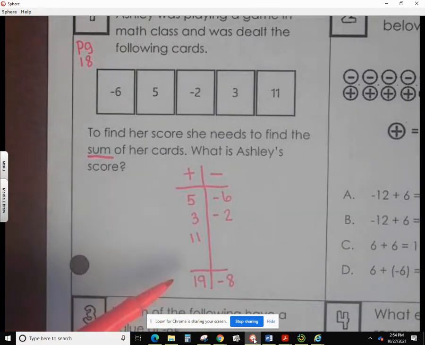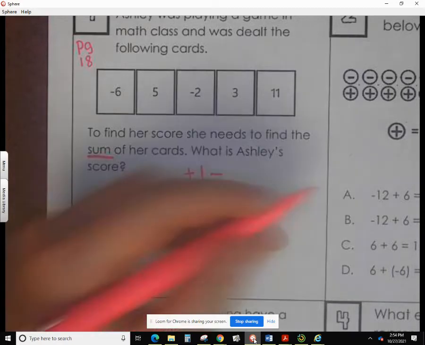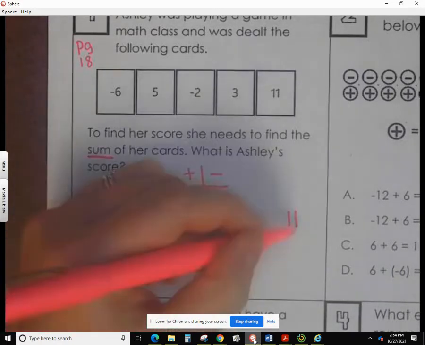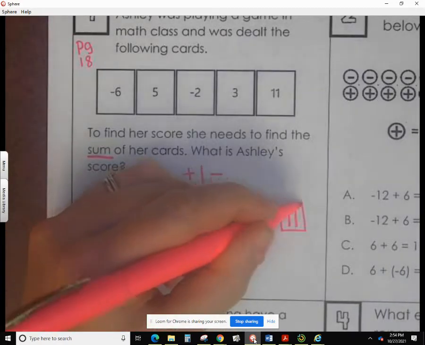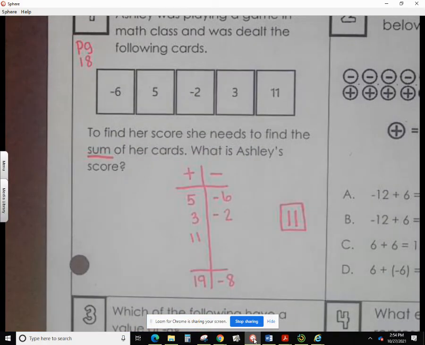Once we get down at the bottom, we have different signs. Different signs, we find the difference, which means we subtract. 19 minus 8 equals 11, and we have more positives, so our answer is positive 11. So her score in that game would be positive 11. And I do have a separate video for combining multiple integers if you want more info on that.